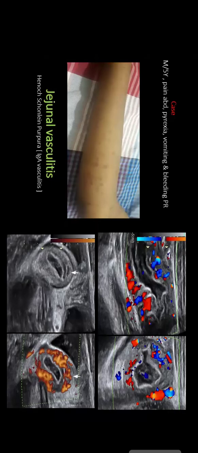Only there was involvement of the jejunum leading to jejunitis or jejunal vasculitis. The complications in jejunal vasculitis are severe massive GI bleed or formation of intussusception and, rarely, perforation.